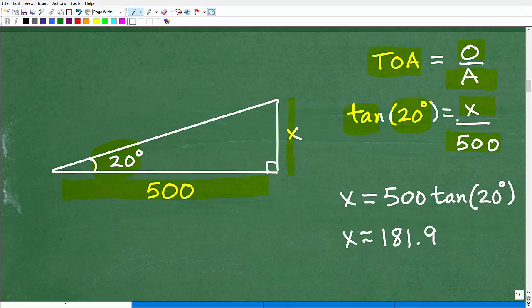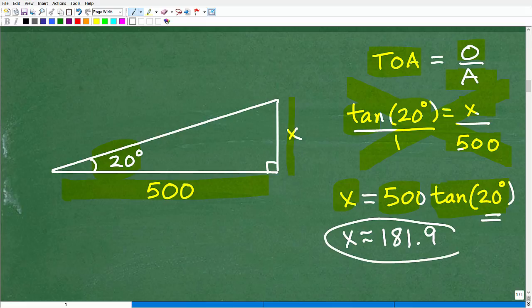Now at this point, this is effectively just a basic proportion. Let's put this over 1. So I can solve for x by just cross multiplying, okay? If you're confused about solving proportions, I have tons of videos in my algebra channel, but all we need to do is take 500, multiply it by tangent of 20 degrees, and 1 times x is x. So x is equal to 500 times tangent of 20 degrees. Make sure your calculator is in degree mode, okay? And when you do that, you'll get x is approximately equal to 181.9.